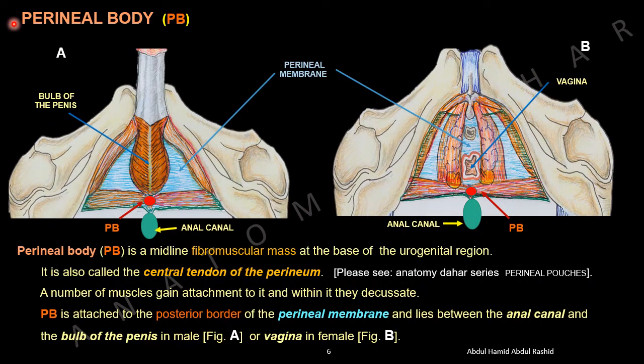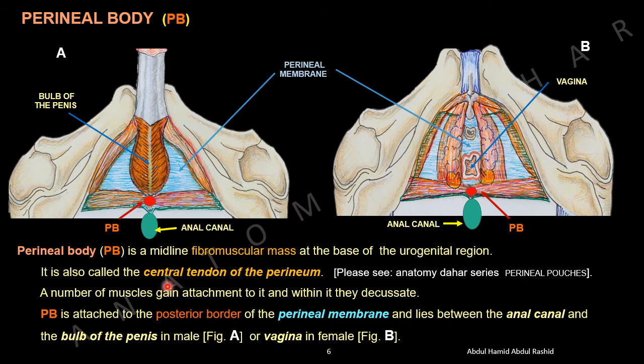Perineal body. Look at the two diagrams given here. This is the urogenital region of male and this is the urogenital region of female. They are triangular in shape, so this is the base of the urogenital region. The perineal body is a midline fibromuscular mass at the base of the urogenital region. This is the perineal body.